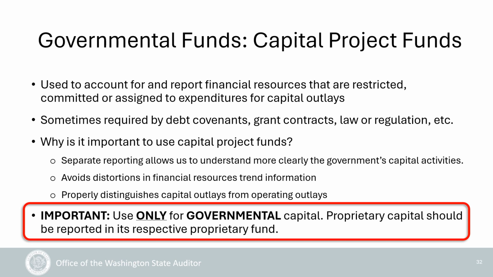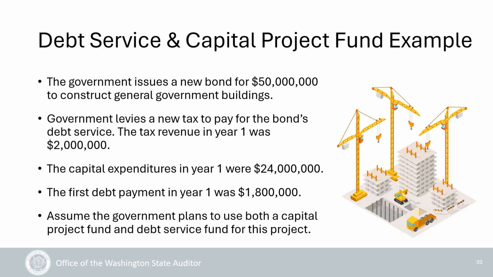Last thing I want to highlight about capital projects funds is that it is only for governmental capital outlay. Proprietary capital projects should be reported in the proprietary fund. Now we are going to walk through an exercise together to demonstrate how the debt service and capital project funds are used. Here are the facts. The government issues a new bond for $50 million to construct general government buildings.